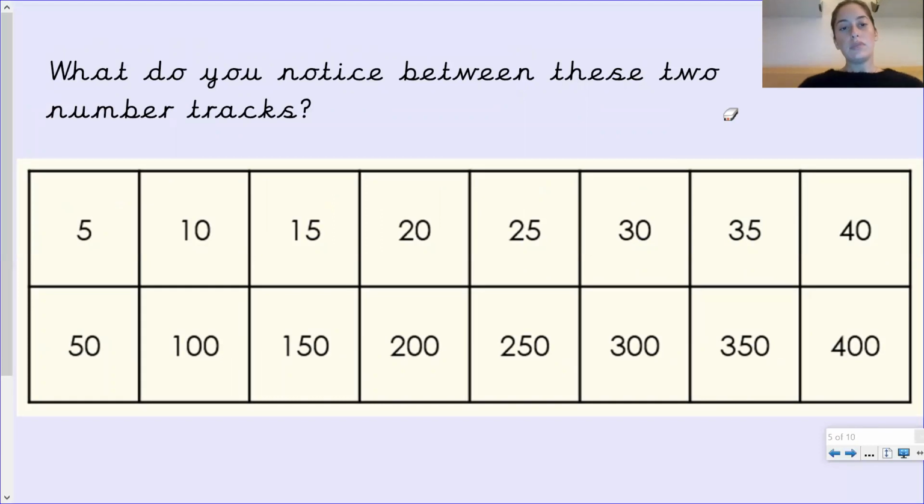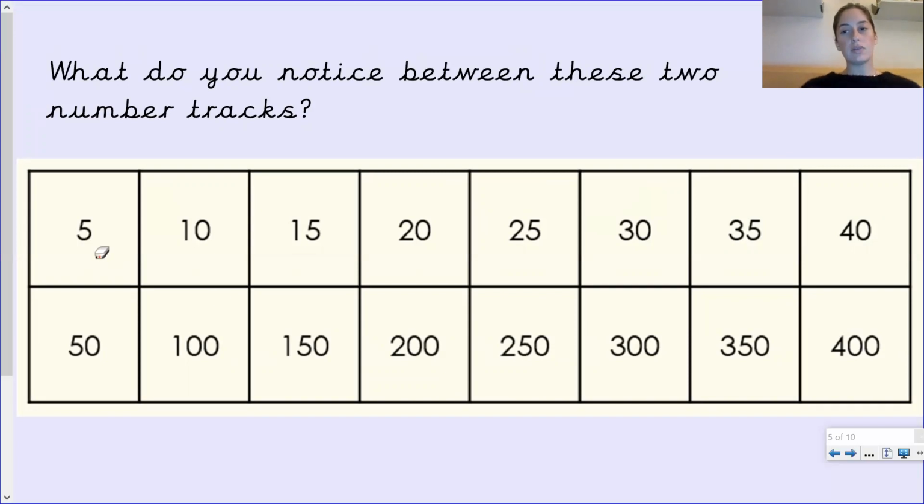Okay, this is a question for you to think about. What do you notice between these two number tracks? So look at the first row very carefully and look at the second row very carefully. What do you notice between the first row and the second row? Pause the video if you need some time and play the video when you're ready.